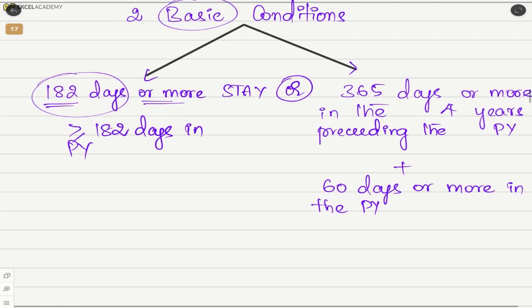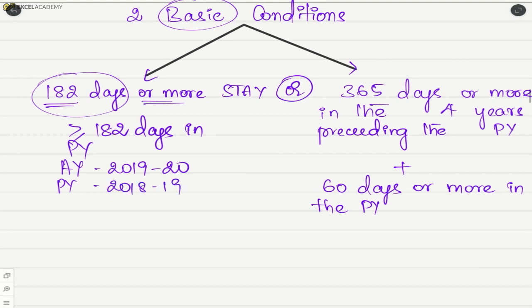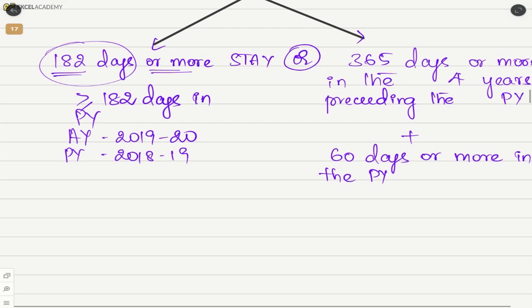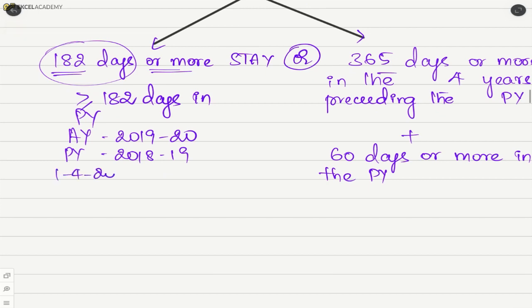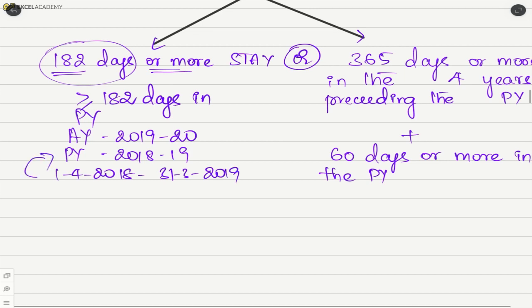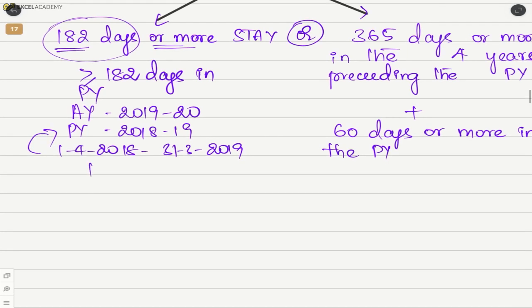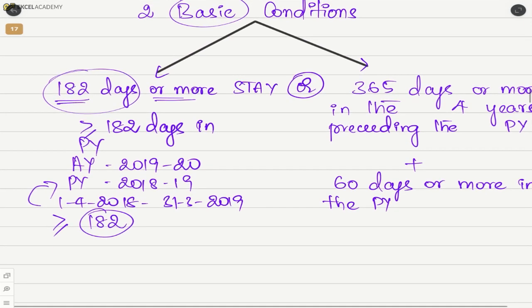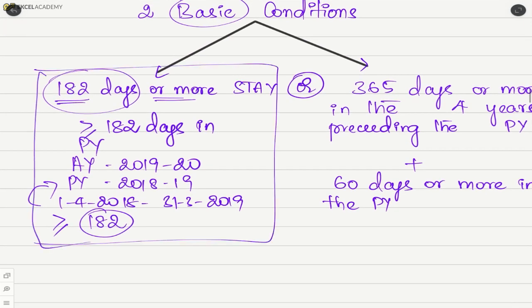For instance, in the present scenario, since our assessment year right now is assessment year 19-20, the previous year would be 2018-19. So what this condition is saying is, from 1/4/2018 to 31/3/2019, that is in the previous year, the individual should have stayed in India for a period of at least 182 days, that is greater than or equal to 182 days. If this condition is fulfilled, then the person would be treated as resident.